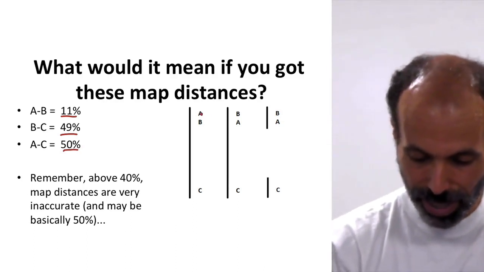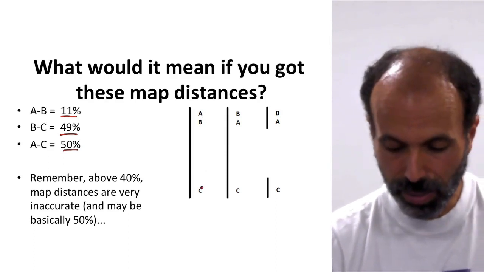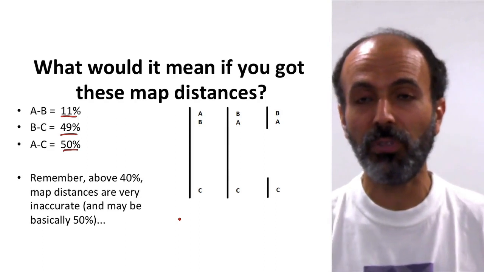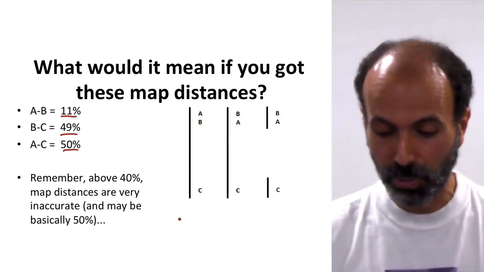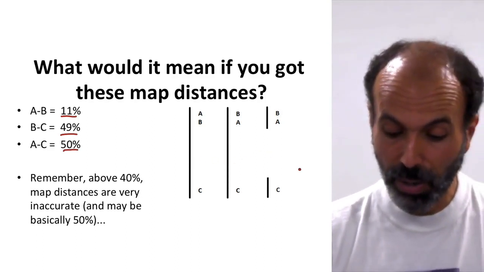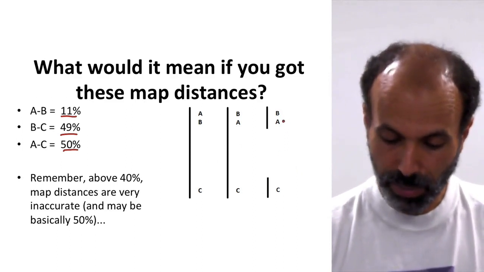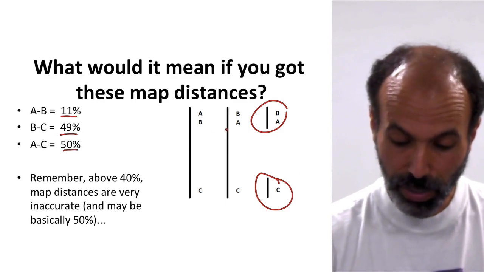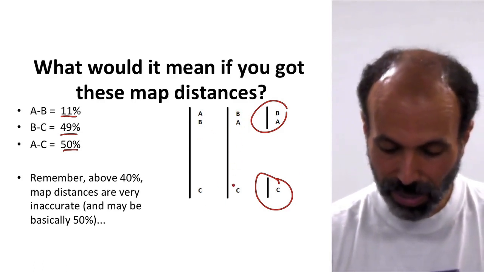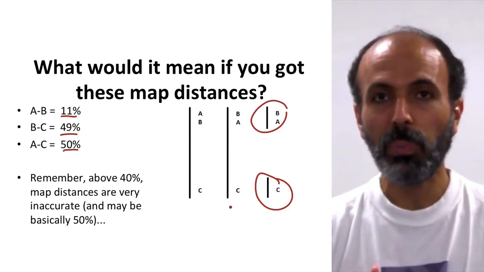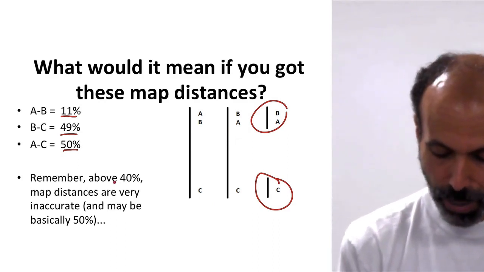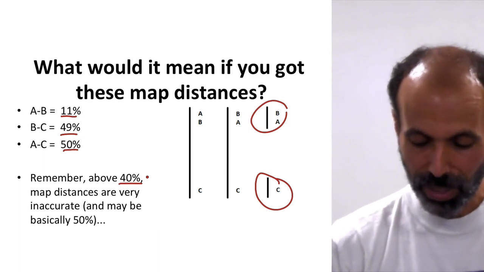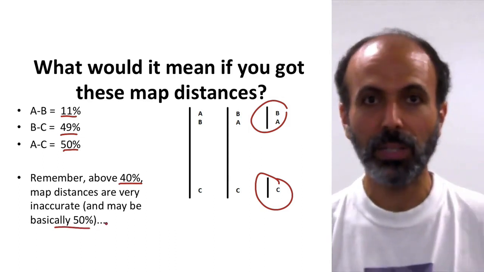Well, there's a couple of possibilities here. It could mean that A and B are reasonably close together, and C is really far away on the same chromosome, right? Just because you have a recombination fraction of 50% doesn't necessarily mean they're on different chromosomes. It could also mean they are on different chromosomes, right? So you could have this, where this is on one chromosome, this is on another chromosome. You could have this, or you could even have this other order. Basically, one point I just want to toss out there for you is that above about 40%, map distances are very inaccurate, basically 50%.